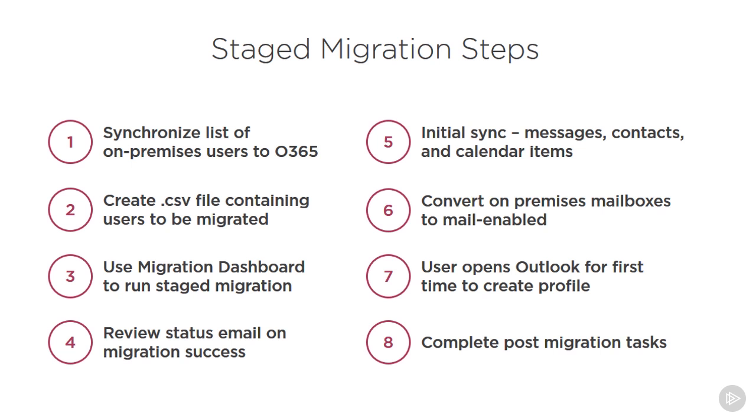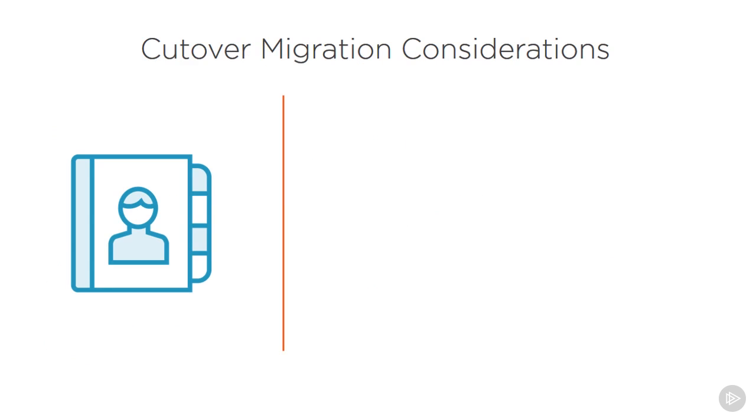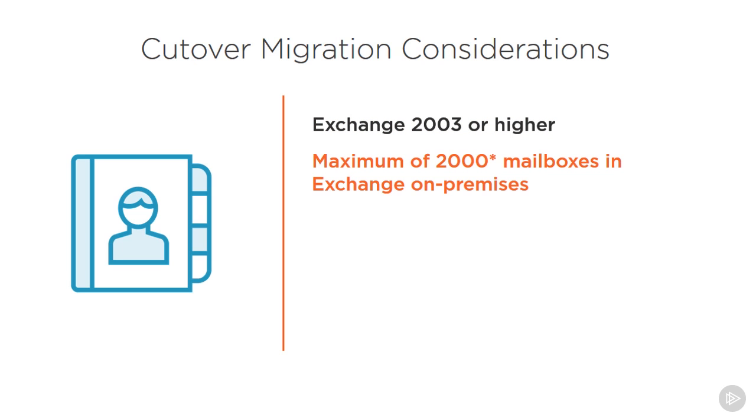Well, next up is another migration option, and this one is going to be referred to as the cutover migration. Let's take a peek at some of those considerations. First off, you need to be running Exchange 2003 or higher, pretty basic requirement. Maximum of 2,000 mailboxes in your Exchange on-prem. Remember, the previous one that we talked about was if you had more than 2,000 mailboxes. Well, now we are saying you can't have any more than 2,000, and that little asterisk right there, that's really the maximum. We really are recommending about 150. So not really pushing the 2,000, but this is really good for about 150 users.